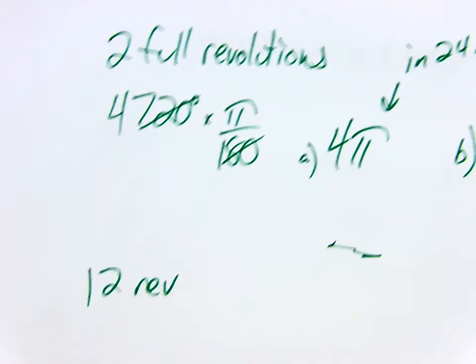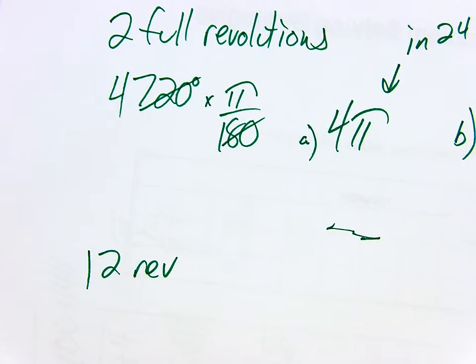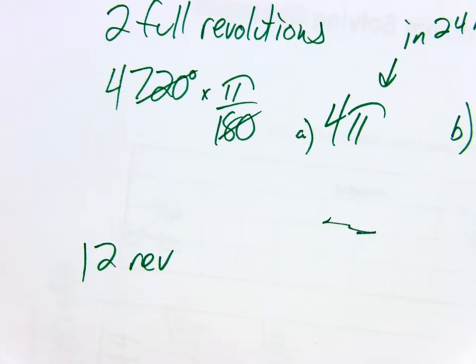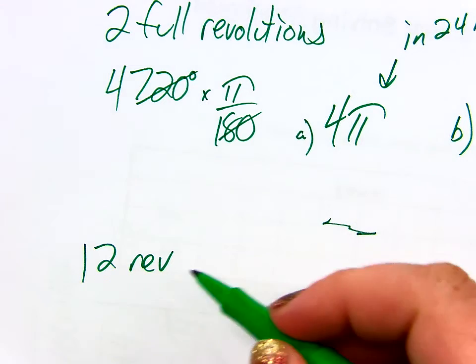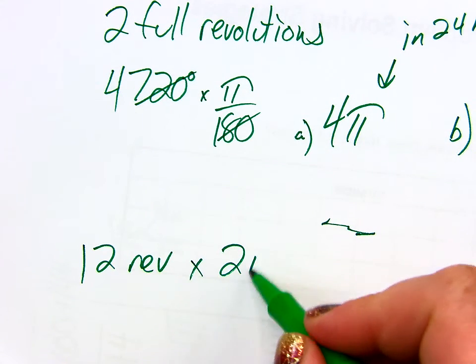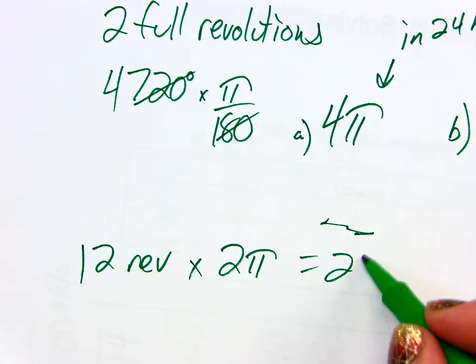Pi over 180. You gotta multiply. Well, I want to turn it into degrees first. Oh, I guess you don't have to. I guess you don't have to go to degrees as long as you know how many radians are in one revolution. It's 2 pi. One revolution is 2 pi. So if I have 12 revolutions, I can just multiply by 2 pi and get 24 pi.